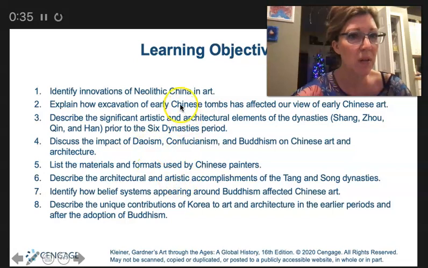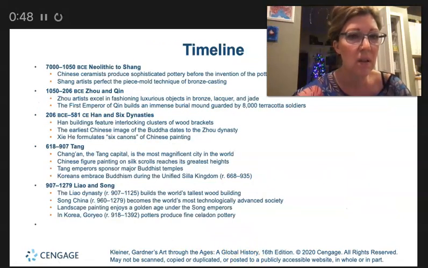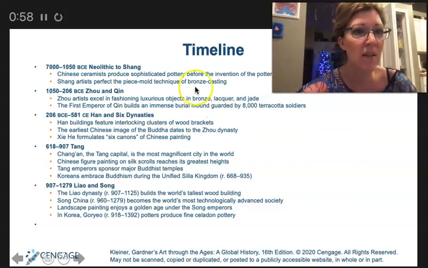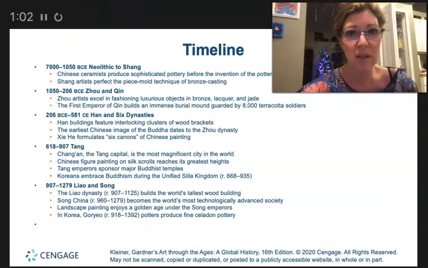So here we are with the learning objectives of Neolithic China, all the way up into, let's see, I believe the 1200s. So here's our time period. You might find something interesting here for your final. And I love how it just kind of encapsulates all of that time period.